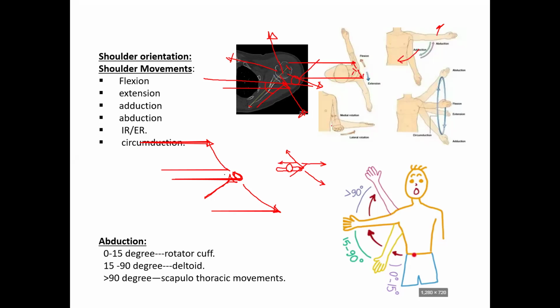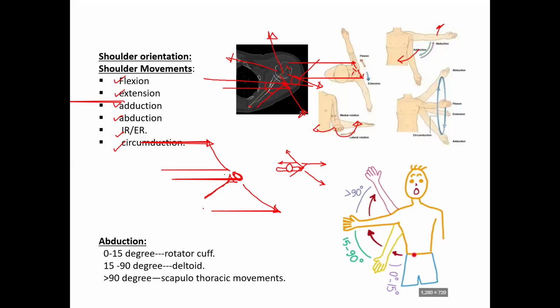Then circumduction, the rotation is this way. External rotation is this way. One point you need to remember is the shoulder is not in line with the transverse section of the body. It is inclined towards the transverse section. So the movements are happening perpendicular to the joint line. So we have the following movements: flexion, extension, adduction, abduction, external and internal rotation, and circumduction.